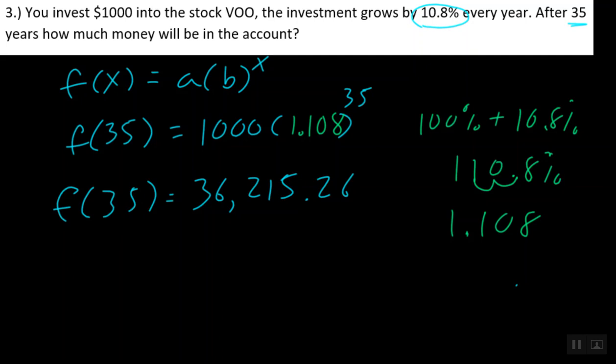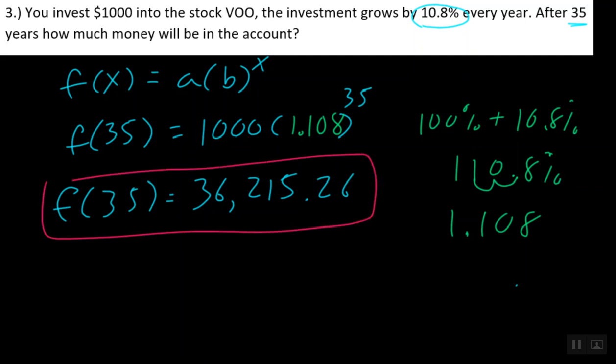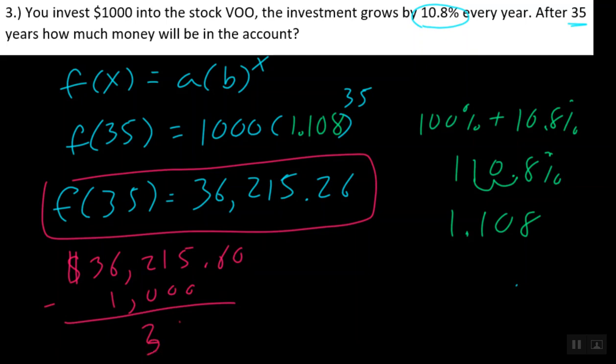And I want y'all to really think about this. What are we saying? We're saying that if you invested $1,000 today and you just forgot about it, well, 35 years later, that amount of money that you'll actually have is $36,215.26. And if we subtract away our original $1,000 investment, well, we come up with this. We actually grew our money by $35,215.26. Now let's see what the question is asking.